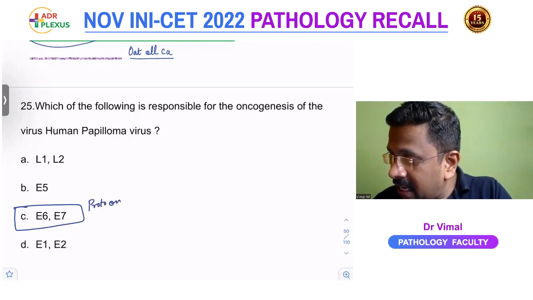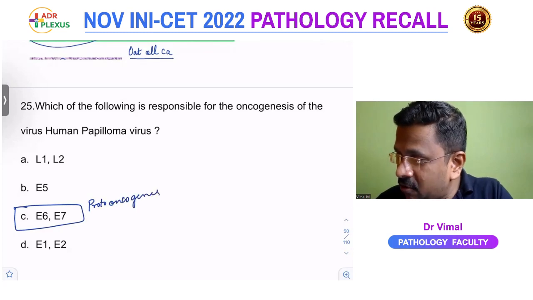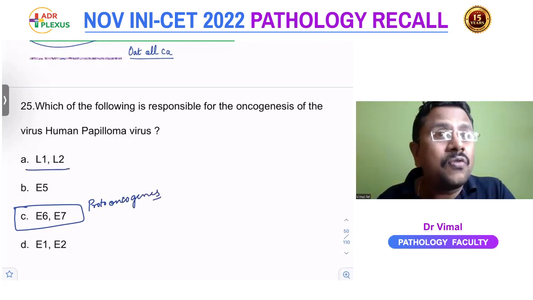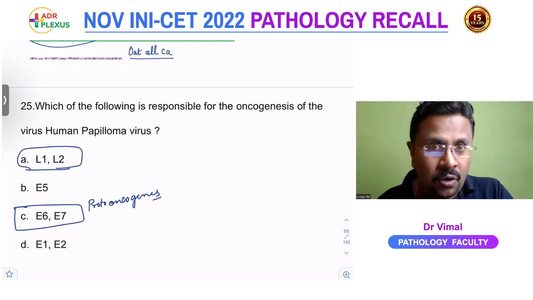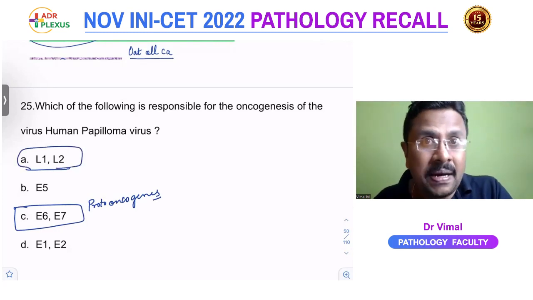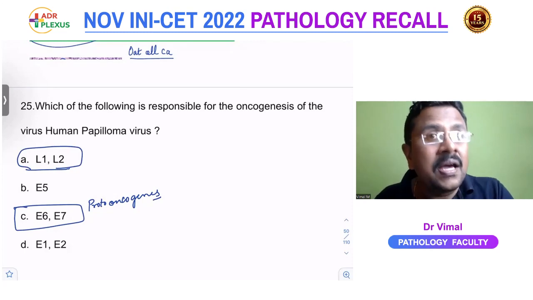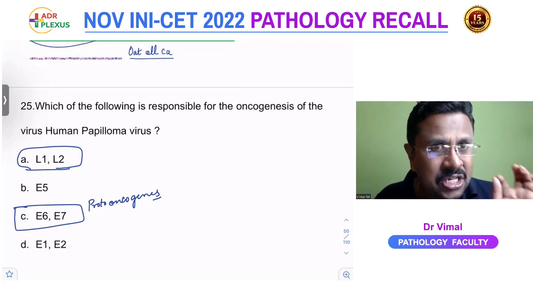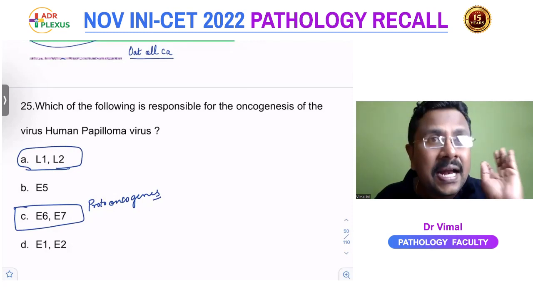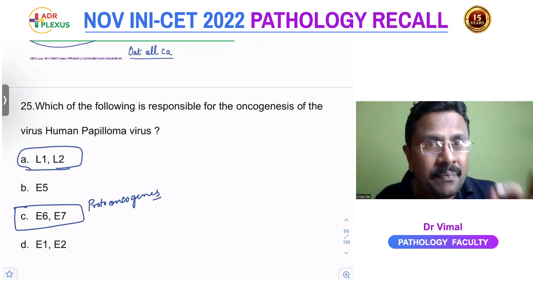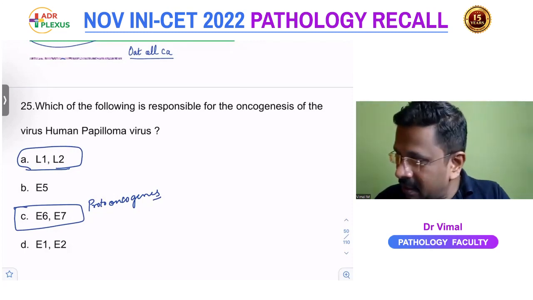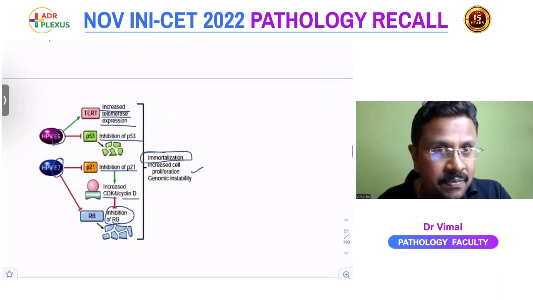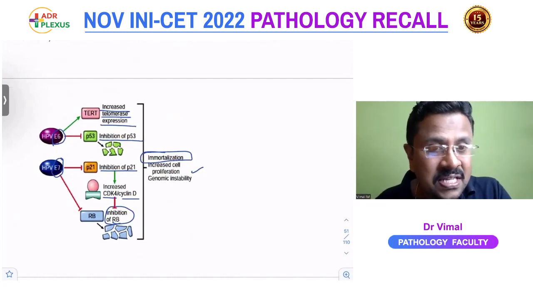And in the afternoon session, they were asking about vaccination. Vaccinations are mainly targeted at the L1 and L2 proteins of the human papilloma virus. So please remember: L1 and L2 are the vaccine-targeted proteins, and the proto-oncogenes of human papilloma virus are E6 and E7. I hope you remember the properties of E6 and E7, which we discussed during our session.